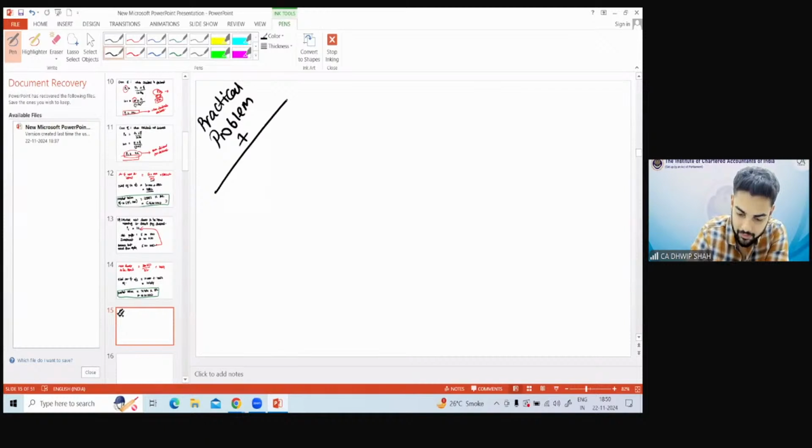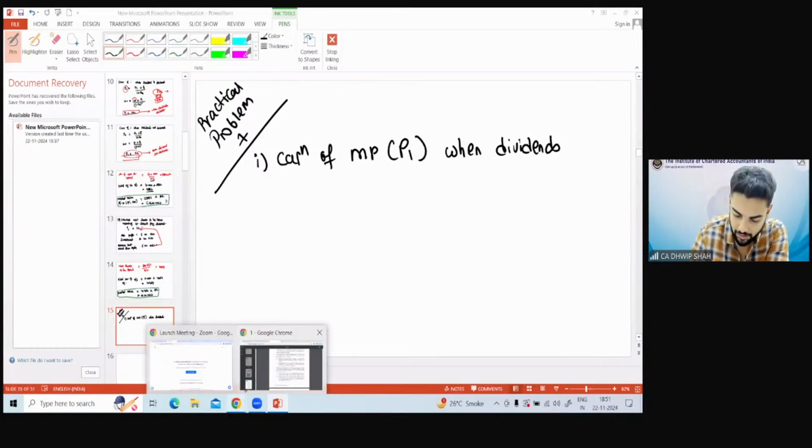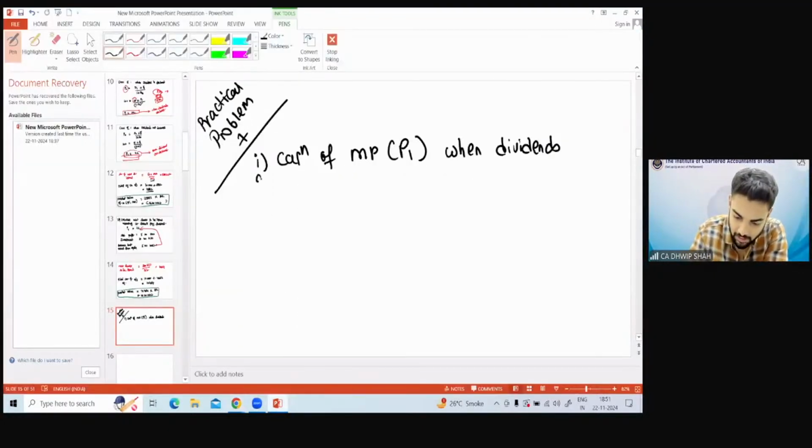Number 7. Calculation of market price at the end of year 1, P1, when dividends are, first case is I guess when dividends are declared. Okay, this is 1A, when dividends are declared.